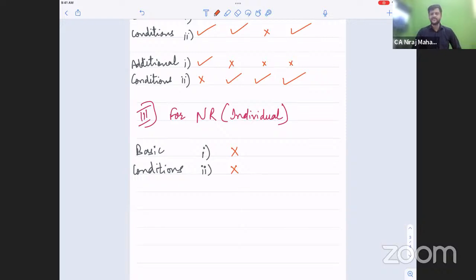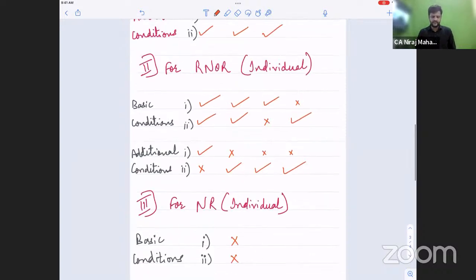At least one basic condition satisfied, then resident. Both additional conditions satisfied, ROR. Both basic conditions not satisfied, NR. Clear earlier? Yes, sir. And for R and OR, that was the last category: at least one of the basics should be satisfied, and only one or none of the additional satisfied. Clear earlier? Yes, sir. Basically, you can have only one or both satisfied, but none satisfied of additional.